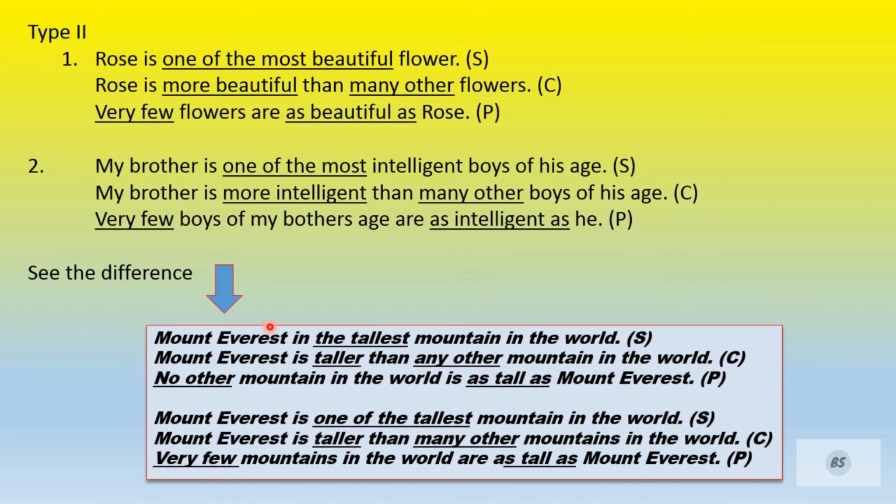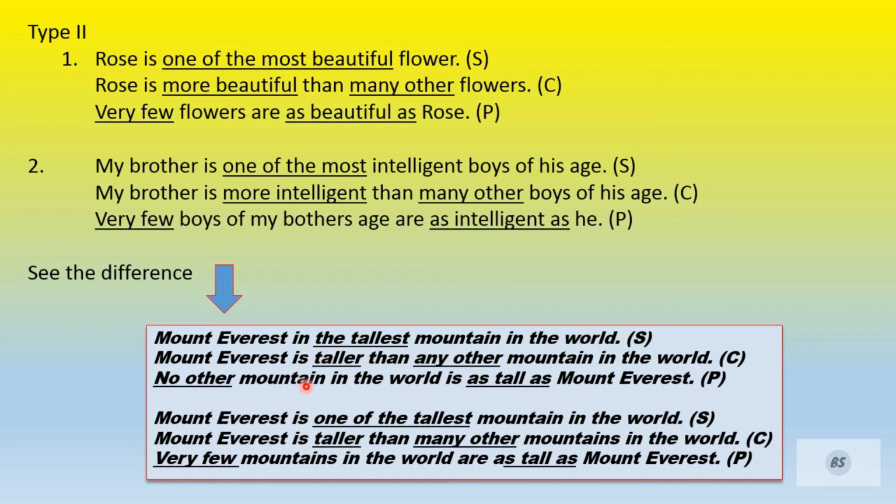Let's see. One example I have written in type 1 and type 2 together so that you understand better. Mount Everest is the tallest mountain in the world. Okay, the tallest. Here it is not written one of the, but same sentence if it is written Mount Everest is one of the tallest mountain in the world. See, it makes a difference one of the लिखा है या नहीं लिखा है. अगर नहीं लिखा है तो here it will be any other, but here it will be many other. Okay, here it will be no other, here it will be very few. These are the changes. Mount Everest is the tallest mountain in the world.